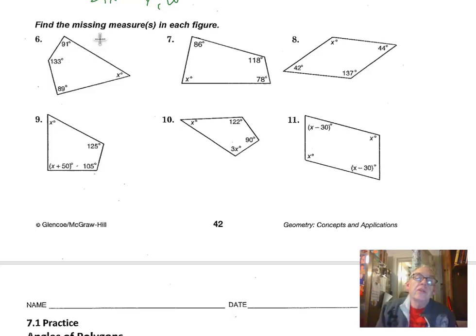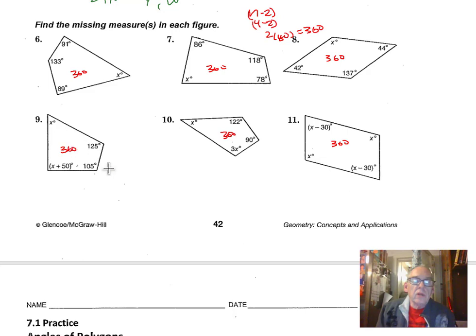4 sides, take away 2: 4 take away 2 is 2, times 180, makes 360. Each one of these figures has 360 degrees because they're all quadrilaterals, they're all 4-sided figures. So the interior degrees is all 360 for each one of these.